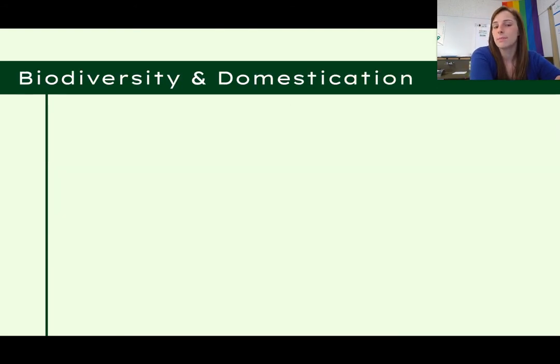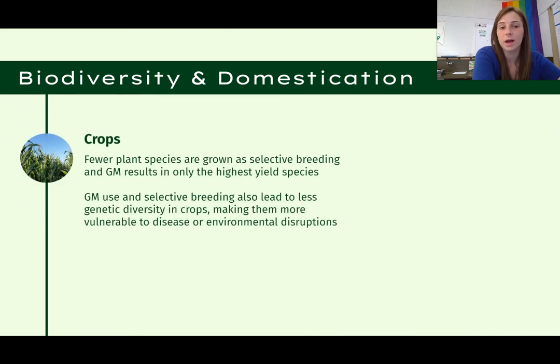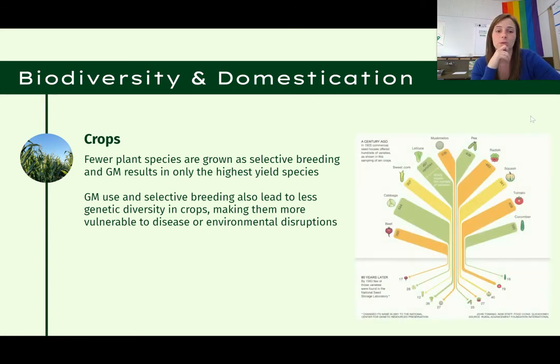So biodiversity and domestication is another aspect. Specifically, as humans are domesticating, a lot of times we're looking at agricultural uses. So crops, which is the domestication of plants essentially, fewer plant species are grown as selective breeding and genetically modified organisms, we only want the ones with the highest yield. And so those are going to be the ones that we end up keeping. So GMO use and selective breeding also leads to less genetic diversity in crops, which makes them even more vulnerable to disease or environmental disruptions. We've talked about potato blight as an example a few times this year. So kind of think like that.